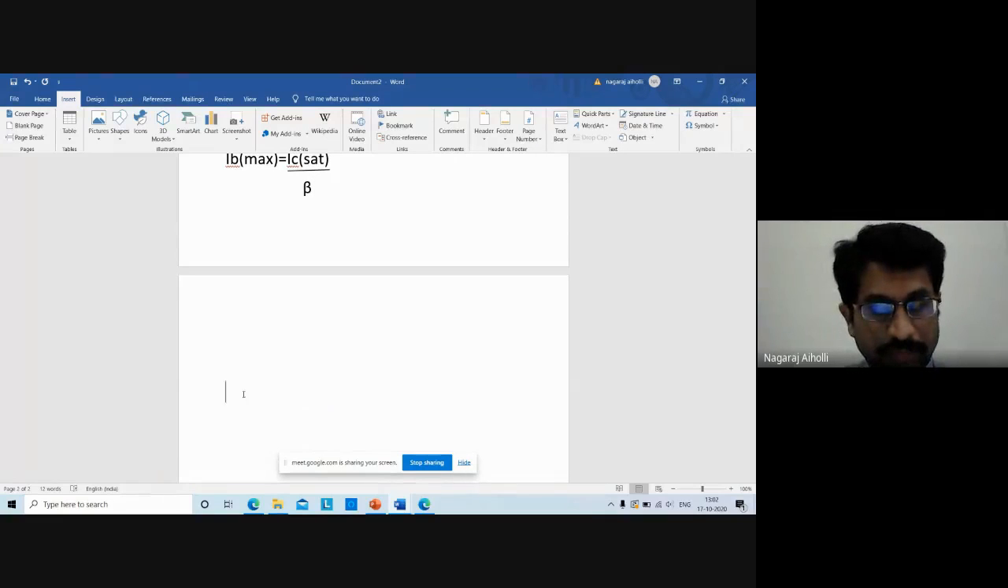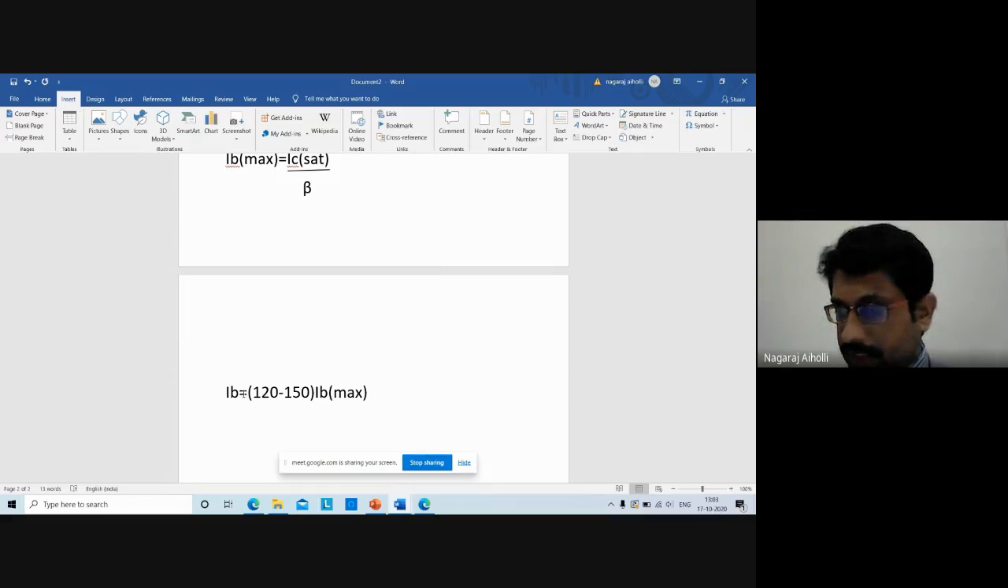The condition is IB is taken equal to 120 to 150% of IB max. Okay, this is the condition for the transistor to go to saturation. IB should be equal to 120 to 150% of the maximum value of base current. If this condition is satisfied, then the transistor will go to saturation.